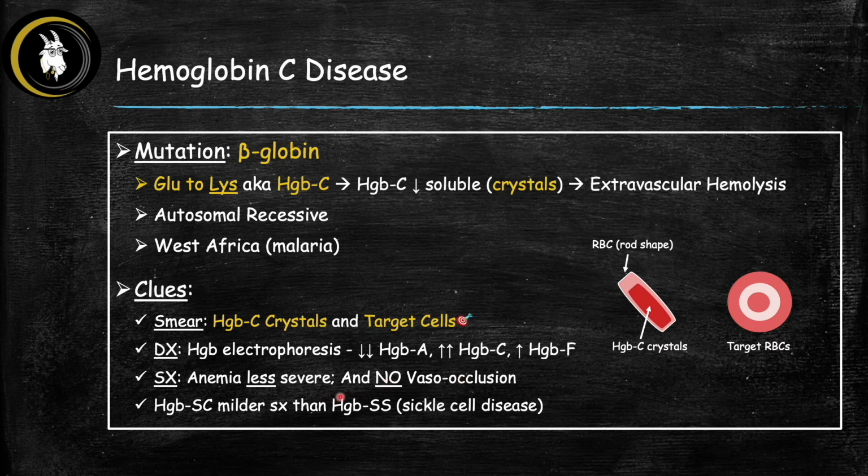Now, unlike sickle cell, the hemolysis here is very mild, so anemia is less severe. And unlike sickle cell disease, there's no vaso-occlusion problem in hemoglobin C disease. So overall, the symptoms are much less severe. And the final thing you should know, especially for exams, is that some people have the hemoglobin genotype of SC. That means that one copy encodes for hemoglobin S of sickle cell disease, and the other copy encodes for hemoglobin C. What you need to know here is that the clinical symptoms in these patients are milder compared to those that are hemoglobin SS, meaning those who have sickle cell disease.